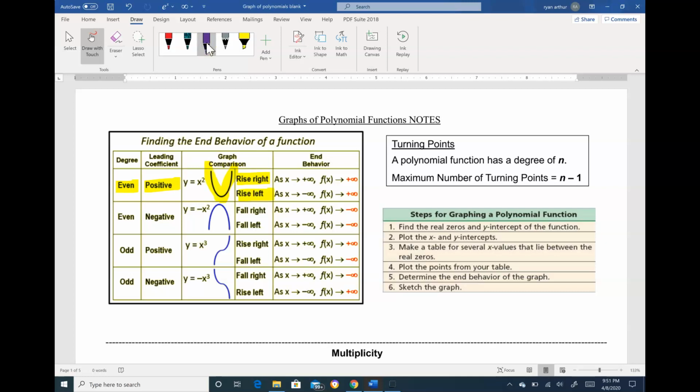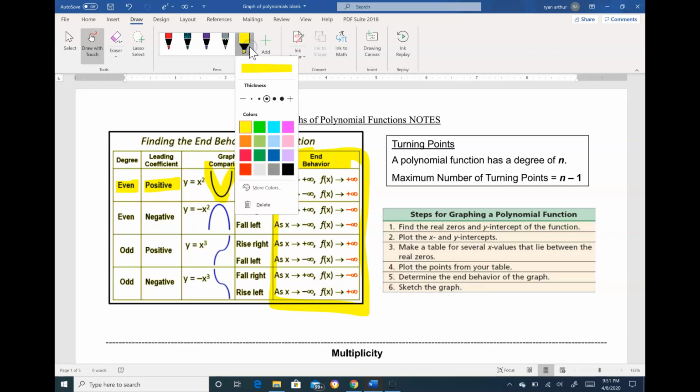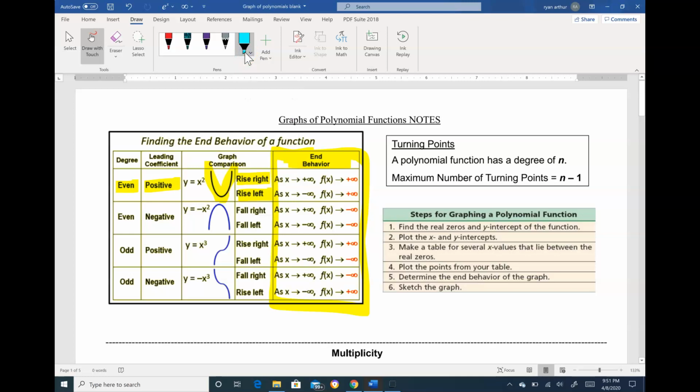Now, this is how you will have to answer your questions, just like this box right here, okay? This is what I want when I ask you for the end behavior, one of these four answers, okay? So it says, if it is an even positive, then my x's go to positive infinity. Well, watch this. My x's are horizontal. They're going to positive infinity. And then my y's are also going to positive infinity. So it's just writing what it means.